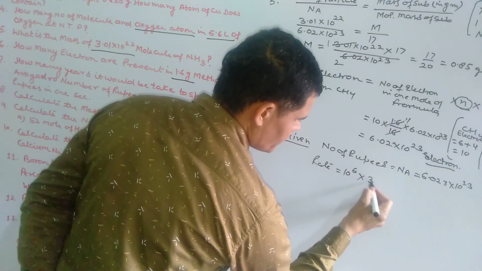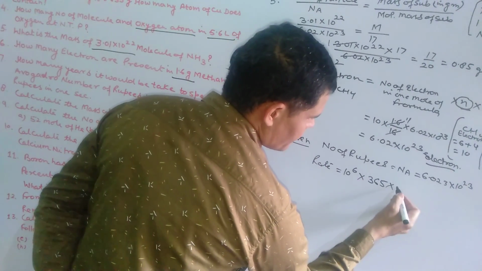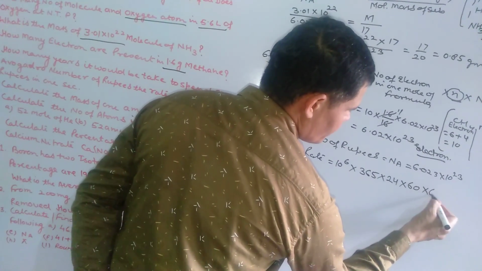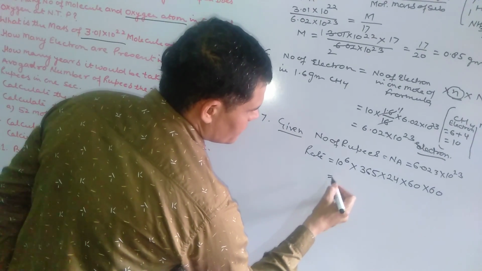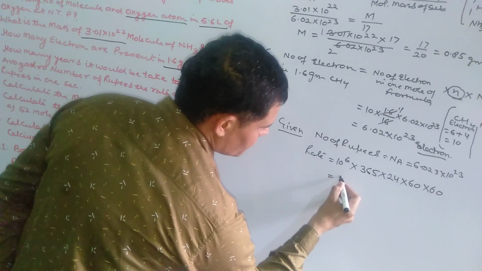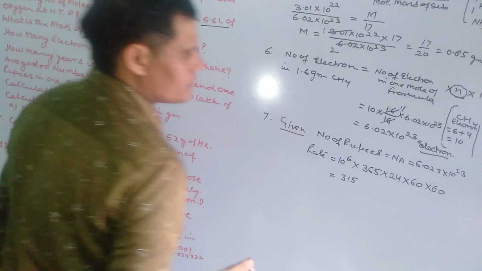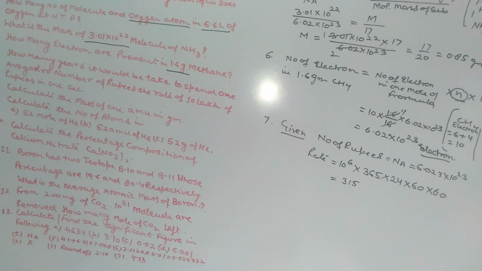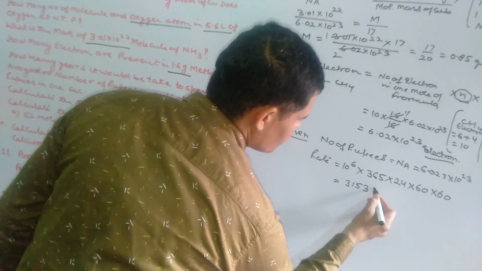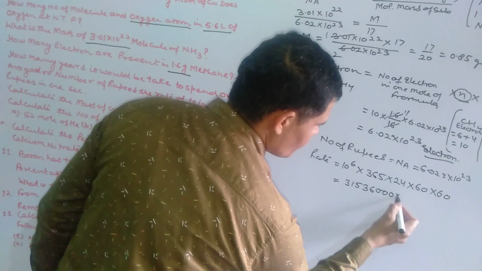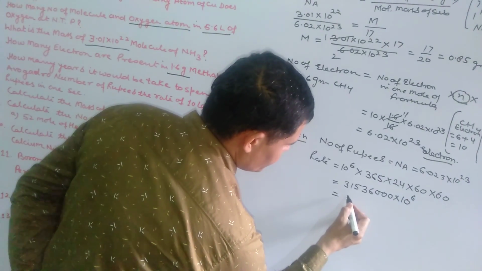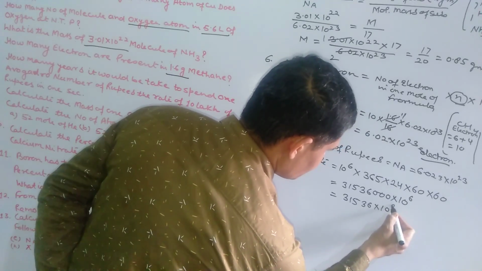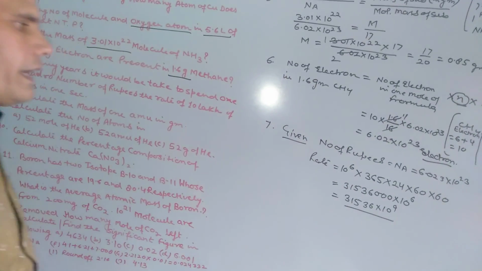Means 1 year has 365 days, each day has 24 hours, 24 hours have 60 minutes, and 60 minutes have 60 seconds, and it will be equal to 3 crore 15 lakh 36,000 into 10 to the power 6, and it will be 31536 into 10 to the power 9. That is the rate.